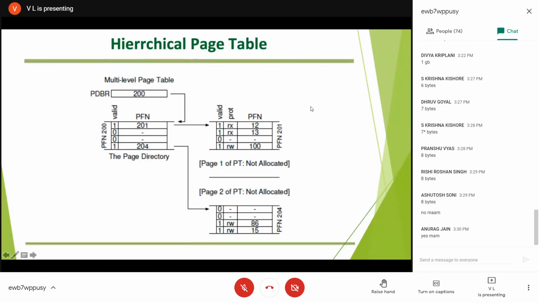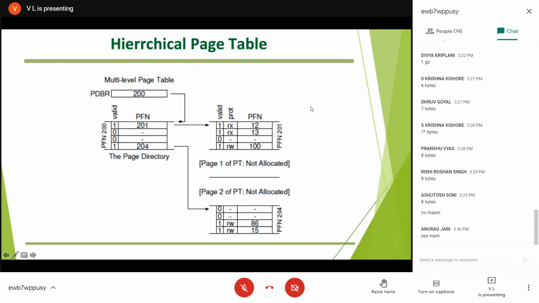Another idea is hierarchical. We can go for multi-level page table. So the idea is that the page table base register is going to point to a table of entries, which we will call first level page table, or outer page table. Each entry here is now actually a pointer to another page table, and this page table is actually carrying the entry for the physical page.